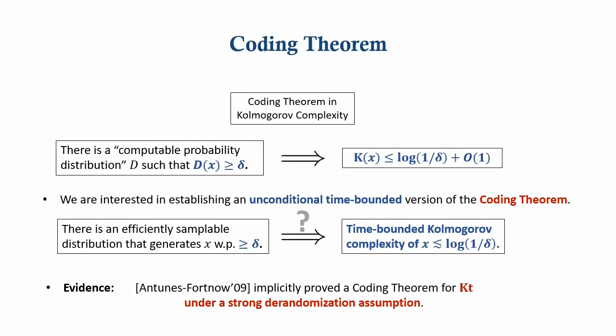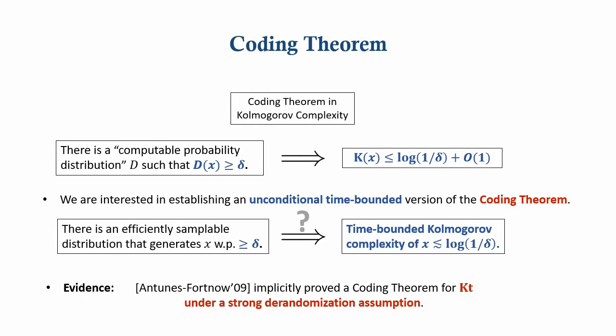Let's now look at the source coding theorem for Kolmogorov complexity. Essentially, it says that for a string X, if there's a computable probability distribution D such that the probability of X with respect to the distribution is at least delta, then the Kolmogorov complexity of X is at most log 1 over delta plus some constant.